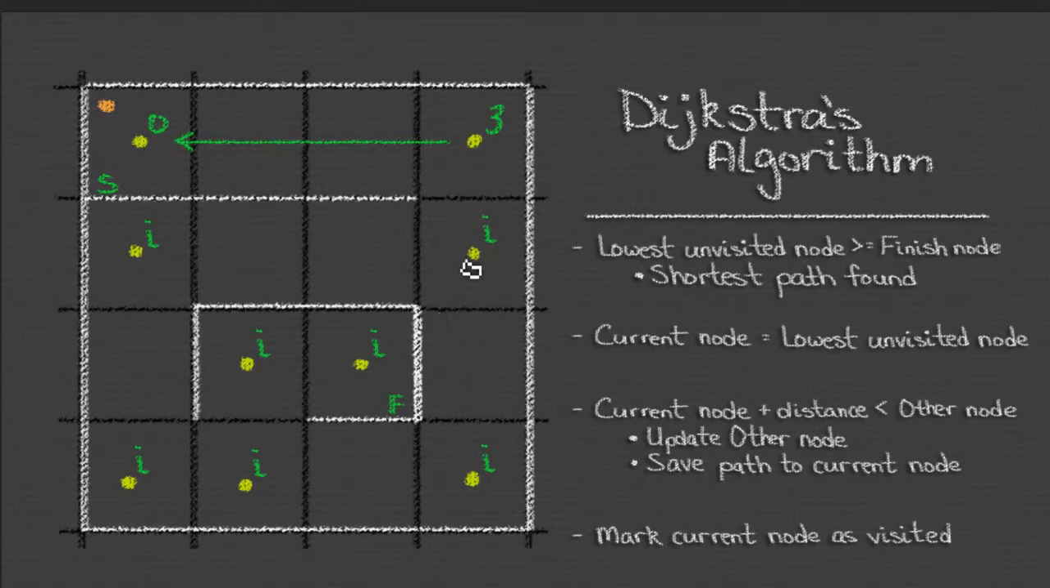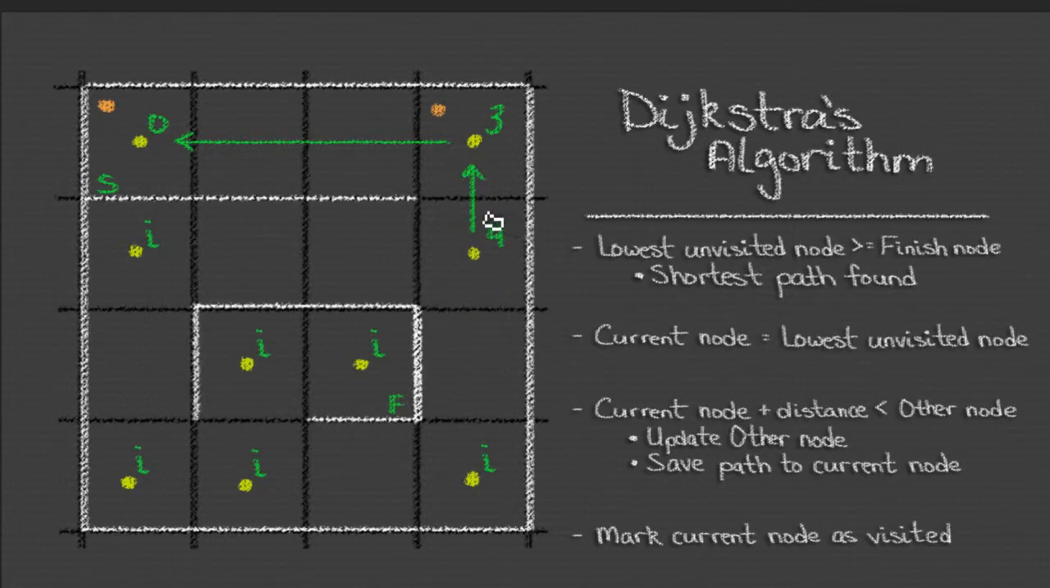And we're going to do current node plus distance, which is 4. 3 plus 1 equals 4. Is less than infinity, so we're going to update this node to 4 and reference it back. Being that's the only node that it's connected to, we're done with this and we can move on to marking the node as visited.